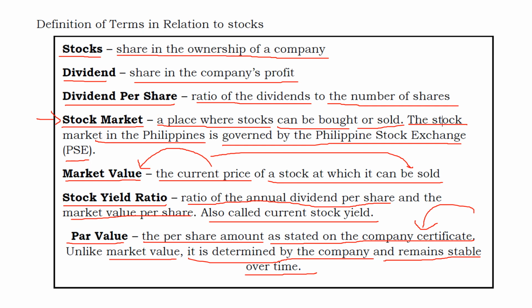So when authorizing shares, a company can choose to assign a par value or not. So it can be assigned or not. It depends on the company's perception.